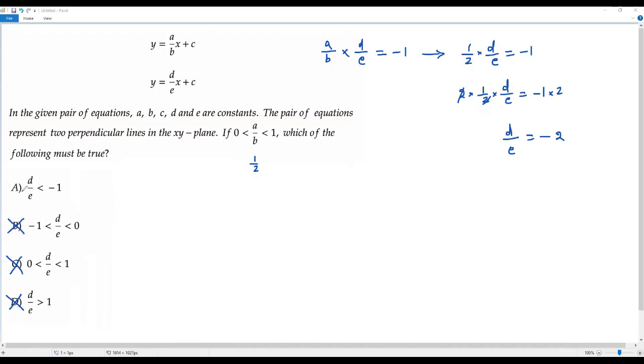Okay, now we can verify answer choice A. Answer choice A says that the value of d over e is less than -1. We know that this value -2 is less than -1, so this is true. The correct answer choice for this question is A.